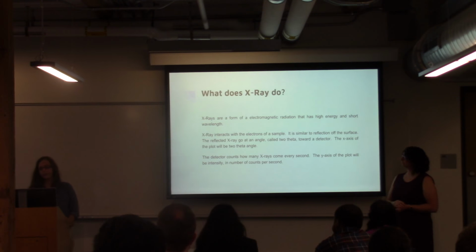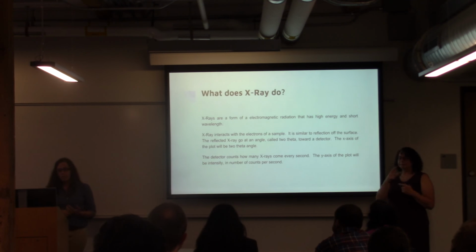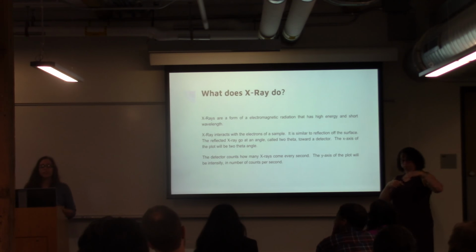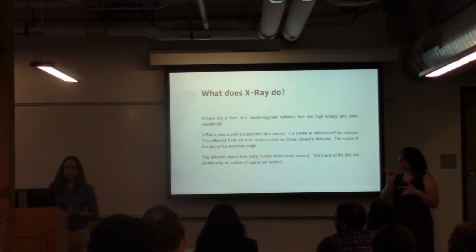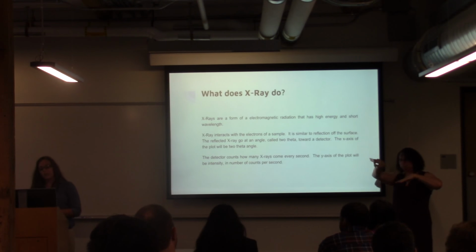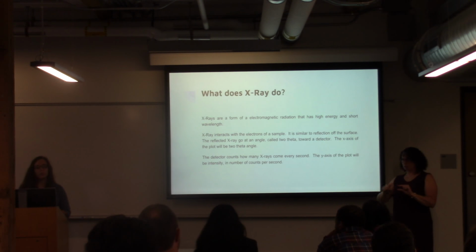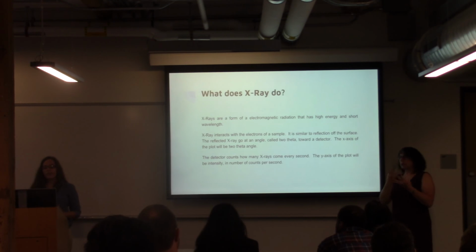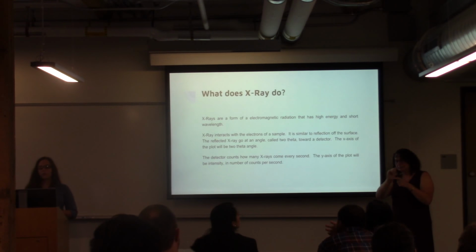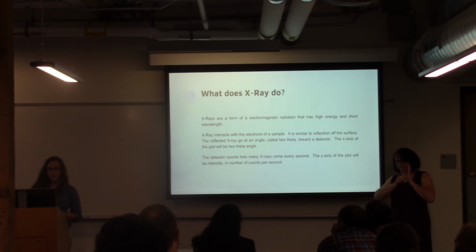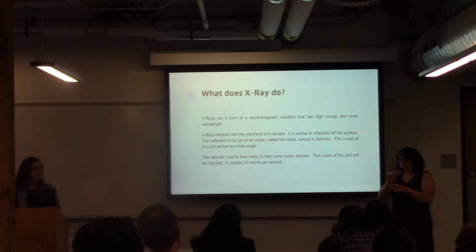What does X-ray do? It's an electromagnetic radiation that has high energy and short wavelength. X-ray also interacts with the electrons of the sample. It is similar to reflection off a surface. The reflected X-ray goes at an angle called 2 theta toward the detector. The x-axis of the plot will be the 2 theta angle. The detector tells how many X-rays come in every second. The y-axis of the plot will be intensity, the number of counts per second.